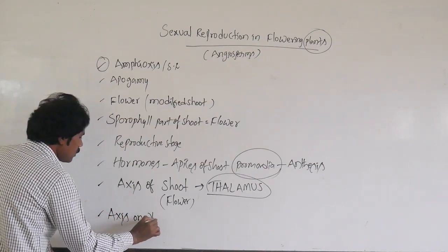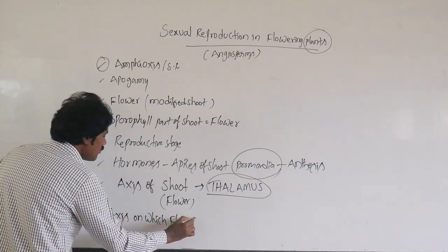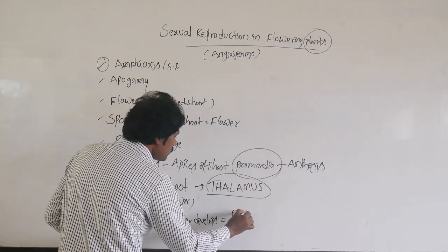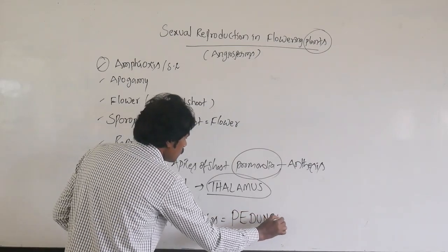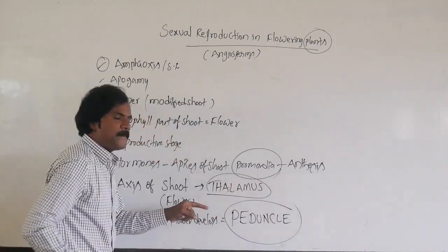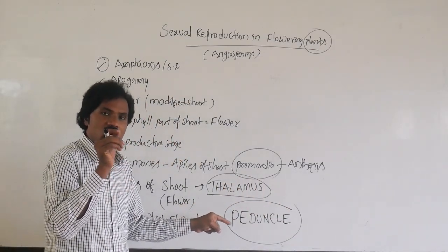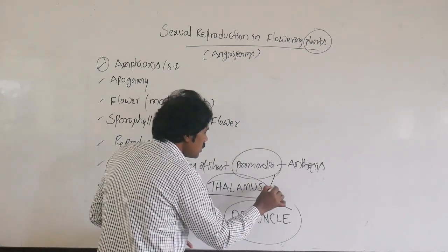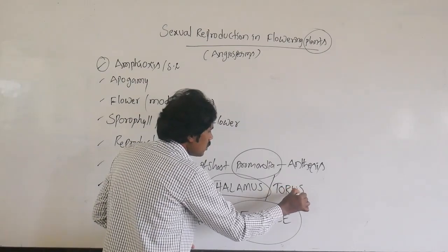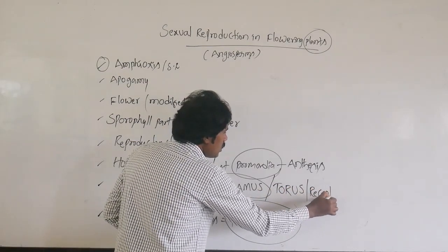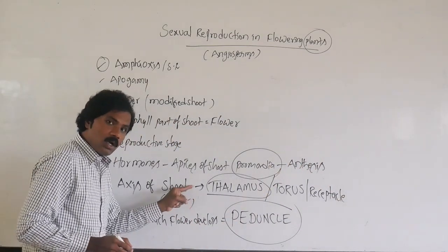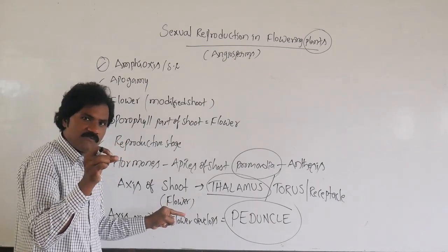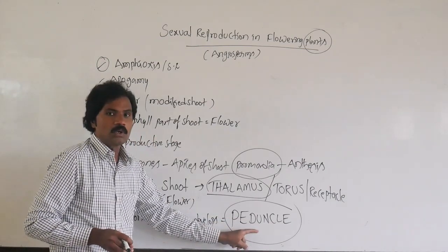The axis on which the flower develops, we call the peduncle. The axis of the shoot or flower we call the thalamus. Another name is torus or receptacle. But there is a minor difference: the axis where the flower develops is the peduncle.